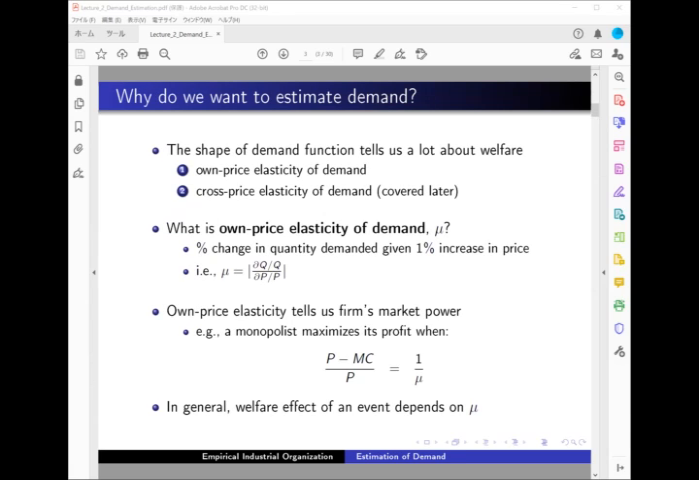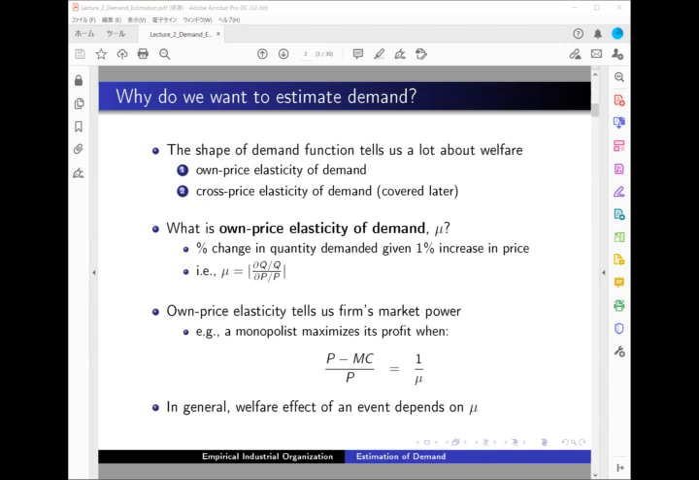Before we start talking about how to estimate the demand, let me talk a little bit about why we might want to estimate demand. It turns out that the shape of the demand function tells us a lot about welfare. The curvature of demand is often summarized by elasticity. And there are two types of demand elasticities: own price elasticity and cross price elasticity, which we are going to cover later in the course. And here we focus on price elasticity of demand.